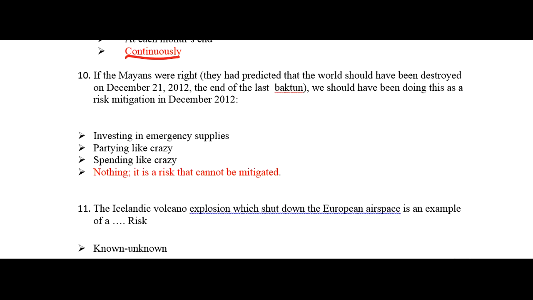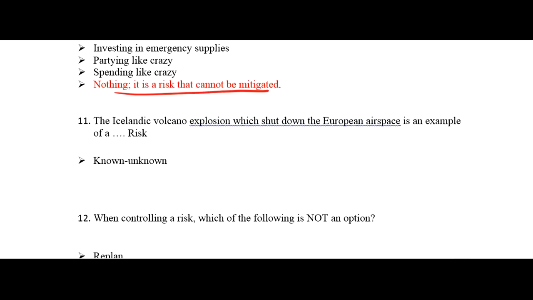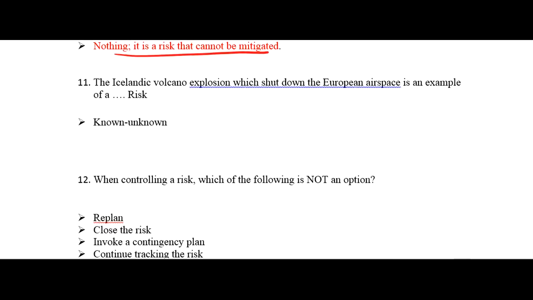If the Mayans were right, they had predicted that the world should have been destroyed on December 21st, 2012, the end of the last B'ak'tun. What should we have been doing as risk mitigation in December 2012? It is not investing in emergency supplies, partying like crazy, or spending like crazy. It should be nothing. It is a risk that cannot be mitigated. Question 11. The Icelandic volcano explosion which shut down the European airspace is an example of a, again, known and unknown risk.